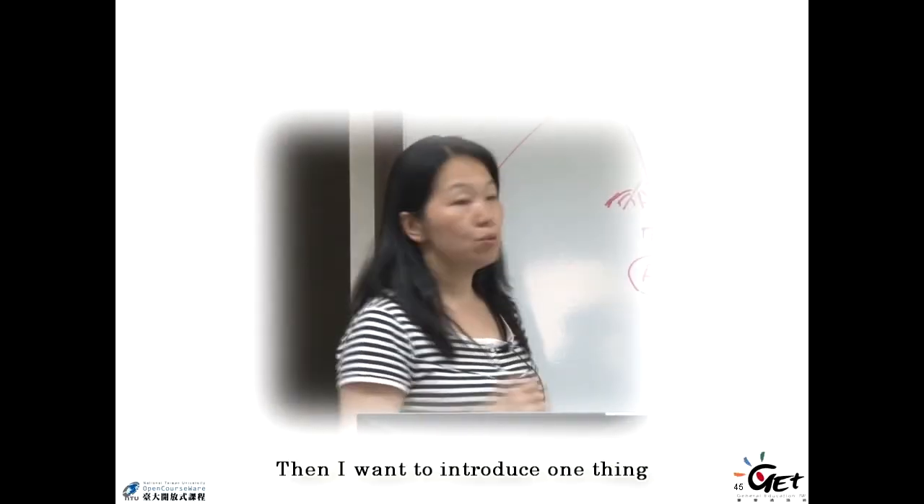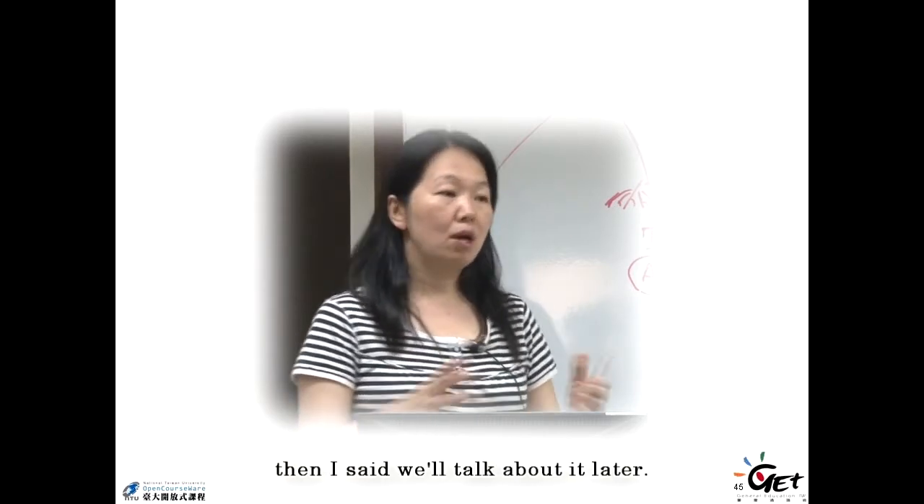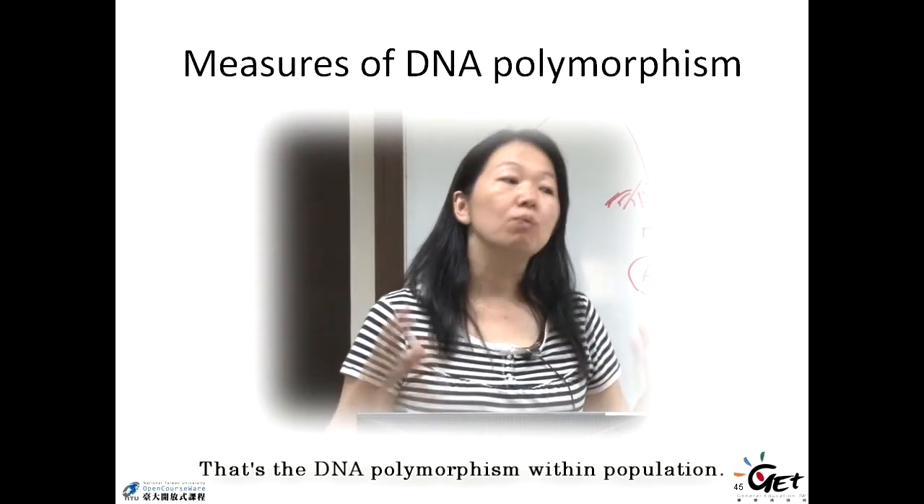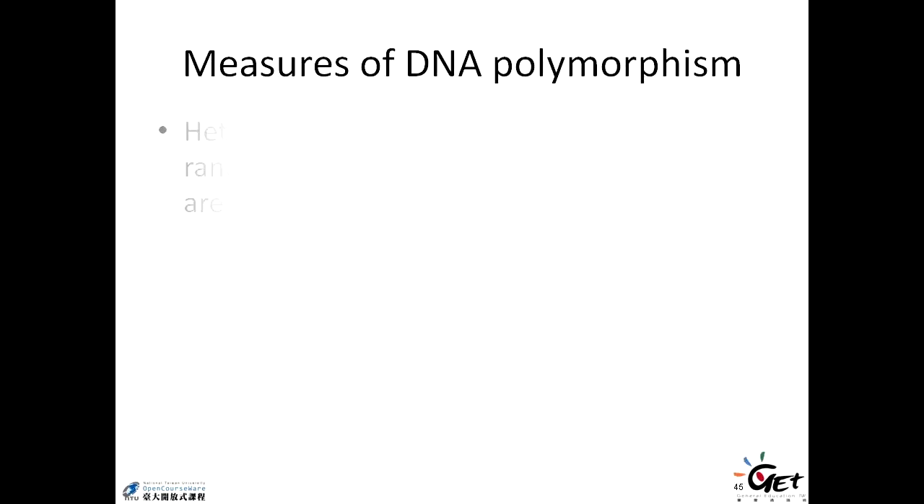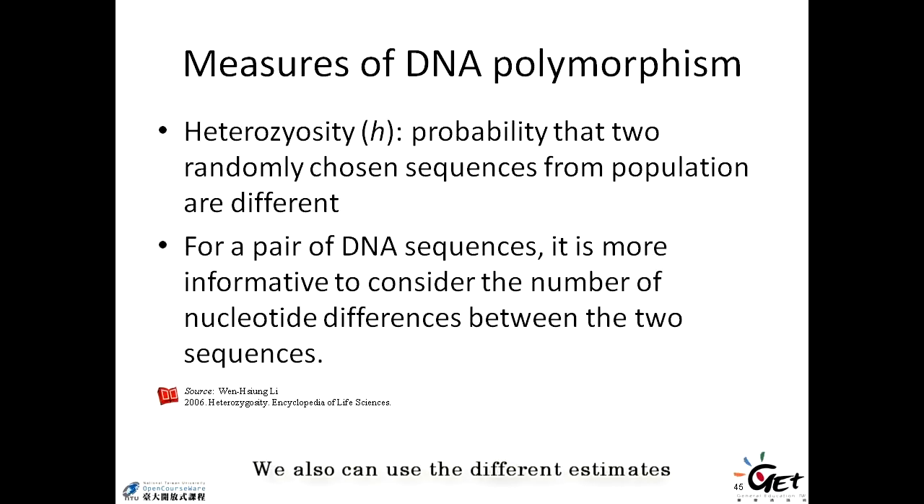Then I want to introduce one thing we briefly discussed. Then I say, well, we'll talk about that later. That's the DNA polymorphism within population. We can calculate the heterozygosity as an indicator for DNA polymorphism. We also can use the different estimates to look at the sequence level polymorphism.